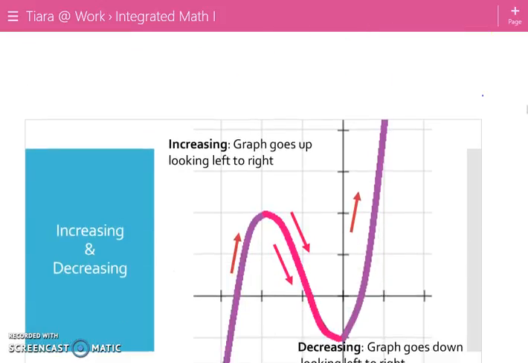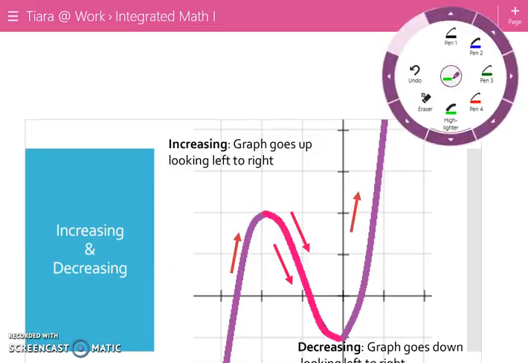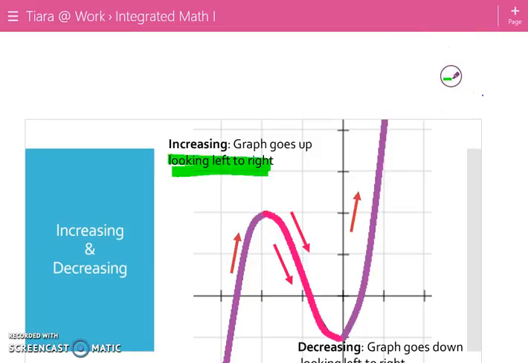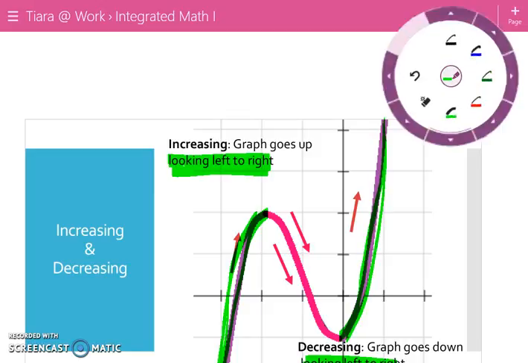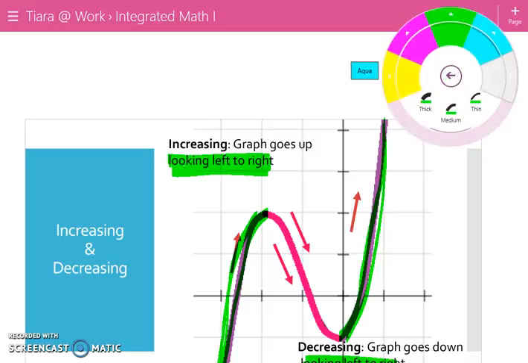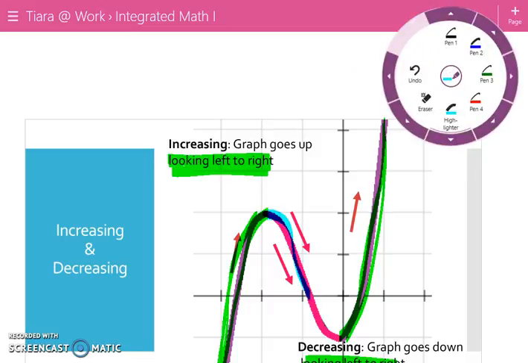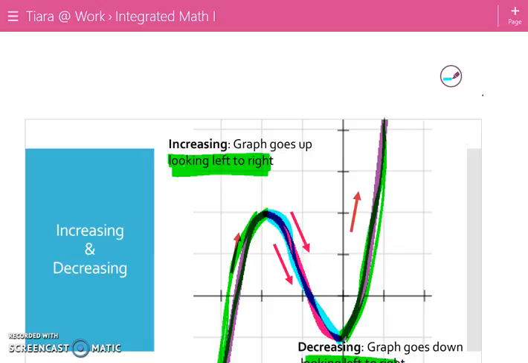So let's take a look at the graph. Here, if I look from left to right, it's very important that you look left to right, left to right. The graph goes up, so this is increasing, and then it also goes up here. That's increasing. Where is it decreasing? When the graph goes down. So here's where the graph is decreasing, or when the function is decreasing.